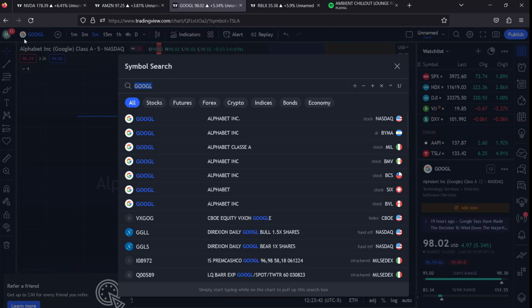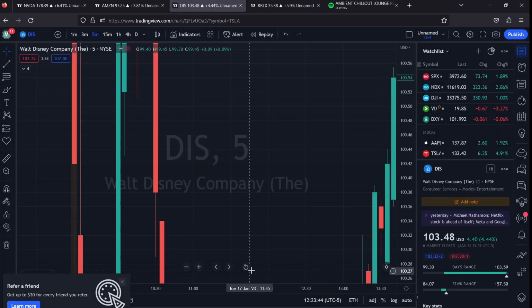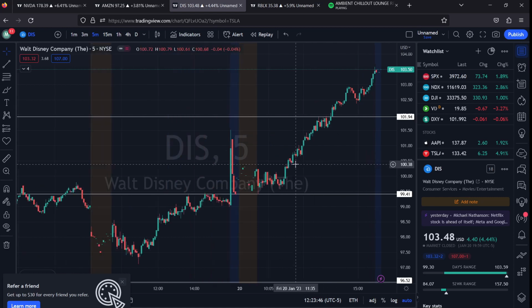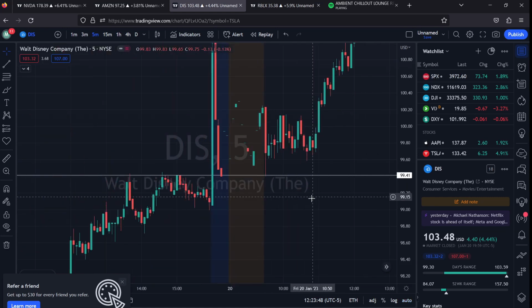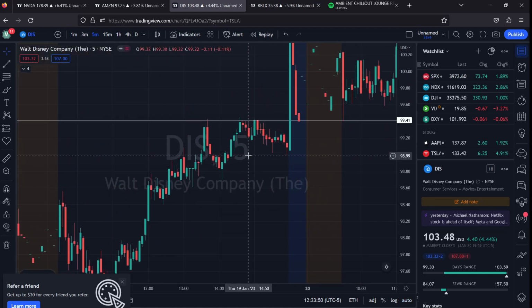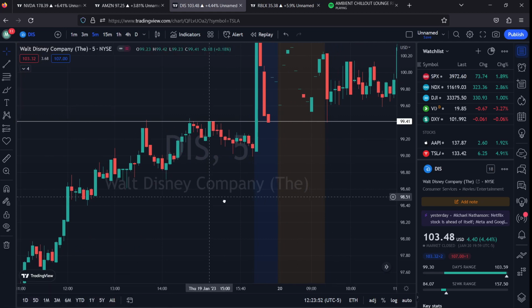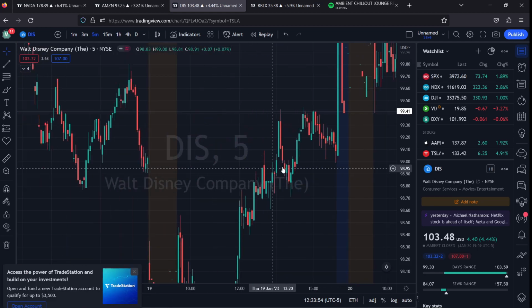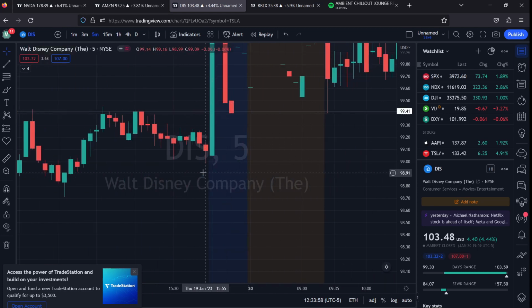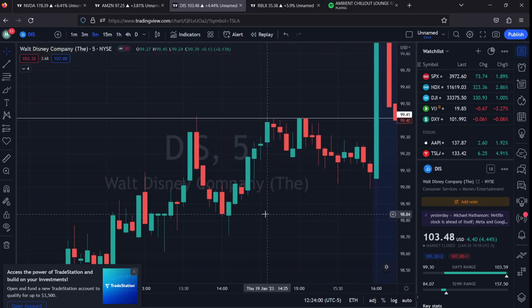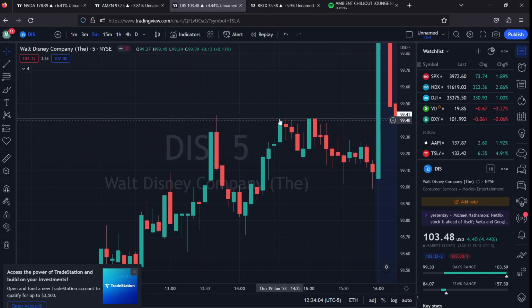Look at Disney here. I believe I already have levels for Disney. But this will be relatively easy to chart. So you can see this is a white level, so it's longer term. Just looking at this past Thursday, January 19th, we can see 1 rejection, 2, 3.